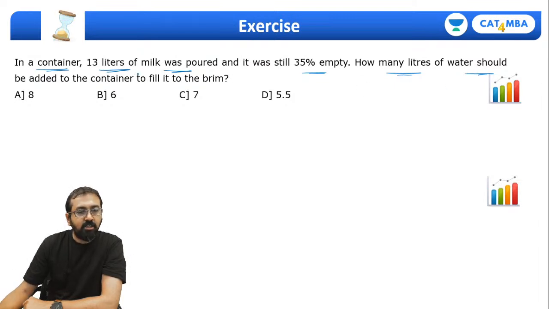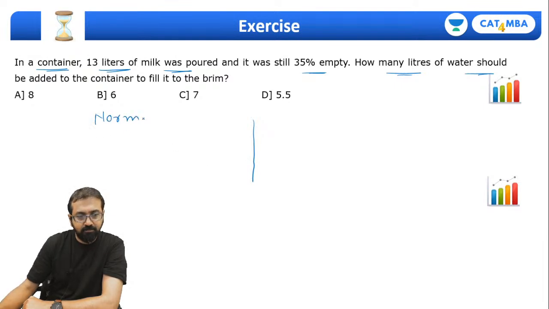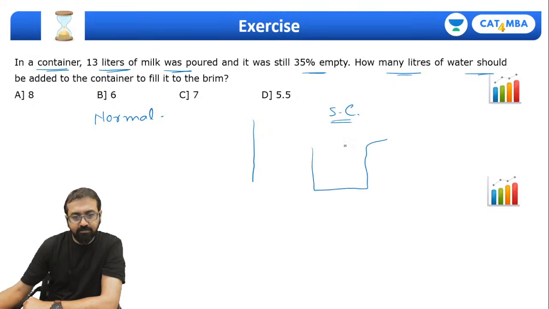So in a container, 13 liters of milk was poured and it was still 35% empty. How many liters of water should be added to the container to fill it to the brim? There are two ways to solve this question. The normal way, and then the shortcut. The shortcut will be similar to the previous one. In fact, we'll directly apply it. Please understand, this is the can. We don't know the full capacity, but when I added 13 liters of milk, it was 35% empty. That means 65% of the can is filled by milk.